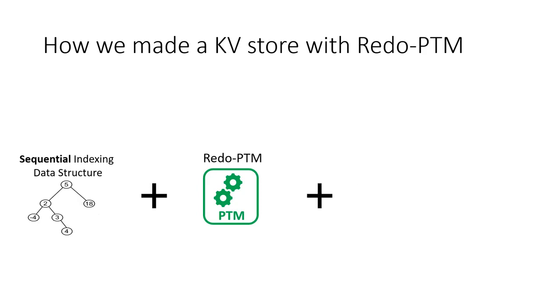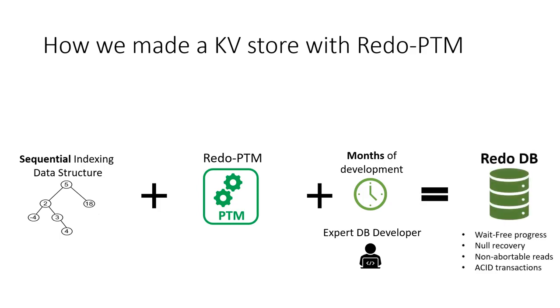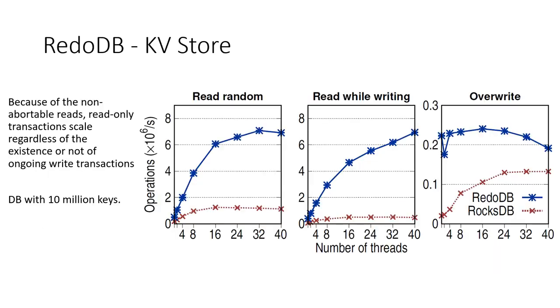The end result is a key value store that can also do dynamic, durable linearizable transactions over any annotated type. RedoDB is the world's first wait-free key value store, has no recovery, non-abortable reads like multi-version concurrency control, and provides ACID transactions written in C++.